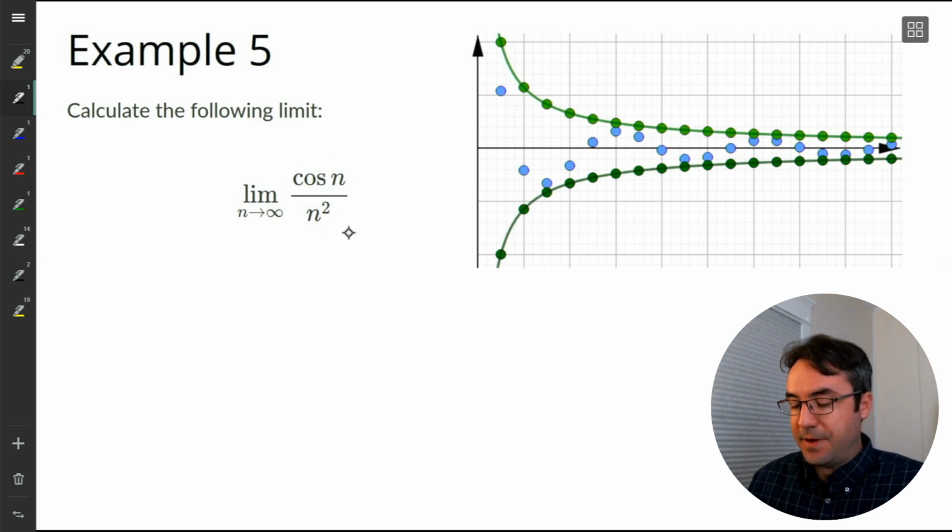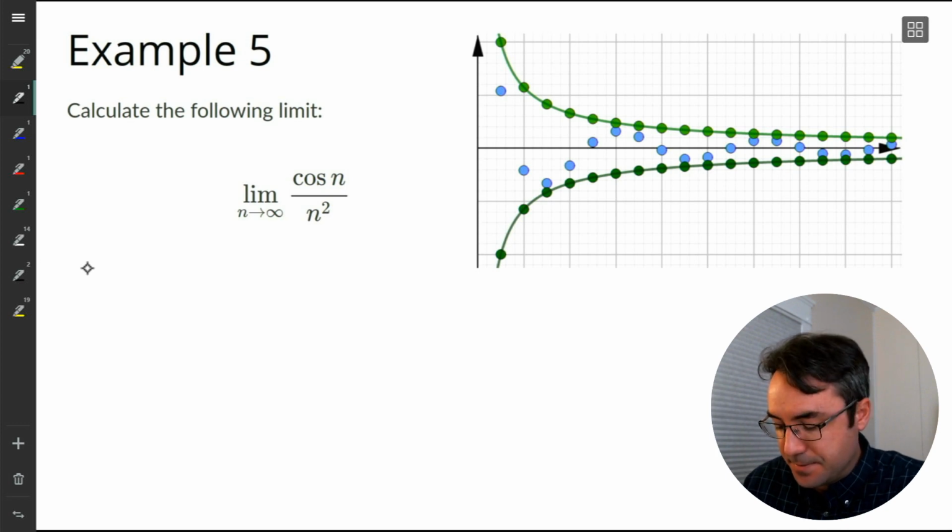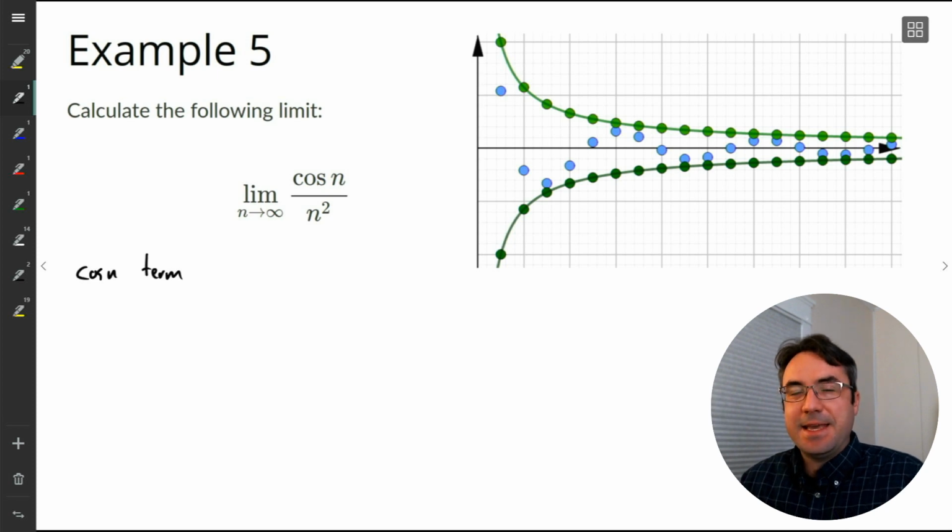So in example 5 here, we're going to look at the limit of cosine n over n squared as n goes to infinity. And we'll talk about this graph in a few minutes. But let's look at this sequence. Cosine n is the term here that really complicates things. That cosine n term oscillates back and forth like we know cosine usually does, but there's no real specific pattern for how it does that oscillation.